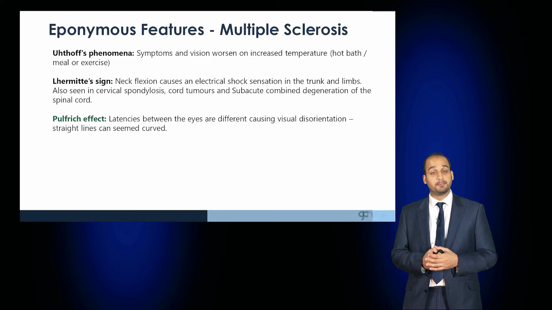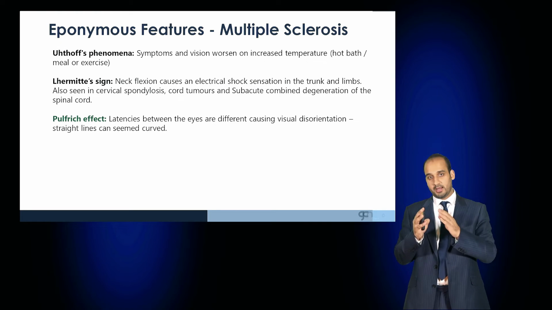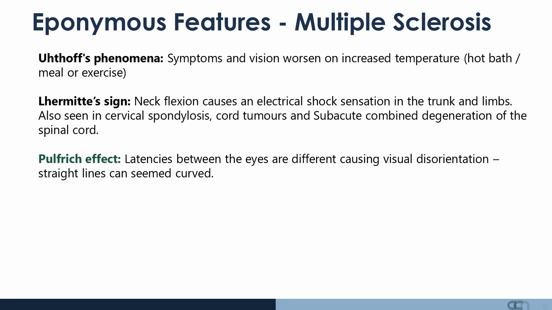Another effect is the Pulfrich effect. This is where latencies between the eyes, where the optic nerve has been damaged on one side more than the other, for example, can result in visual disorientation. Straight lines may appear curved because they're processed faster on the unaffected side than they are on the damaged side.